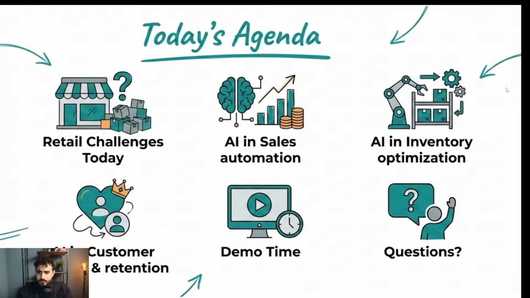What is today's agenda? It's going to be very nice, very short. First of all, we need to talk about retail challenges and then how AI can help in sales automation, inventory optimization, and how this could also help in the customer loyalty and retention program. And then I have a very short demo to show you. Hopefully, I'll take your questions later.